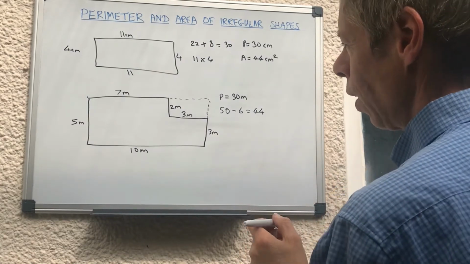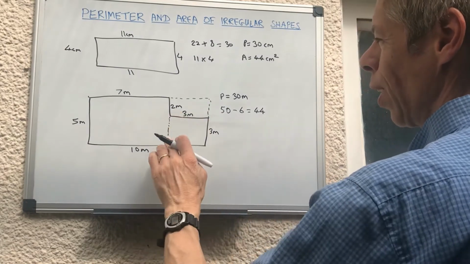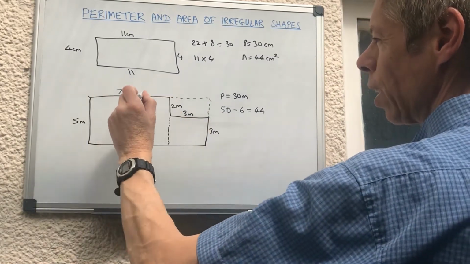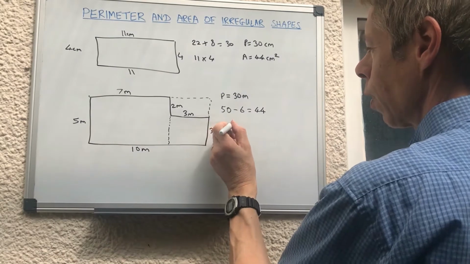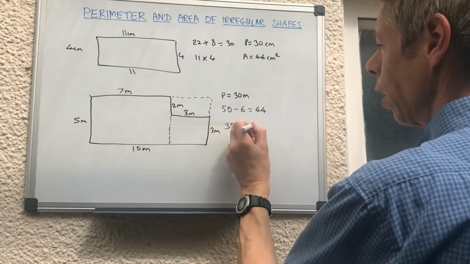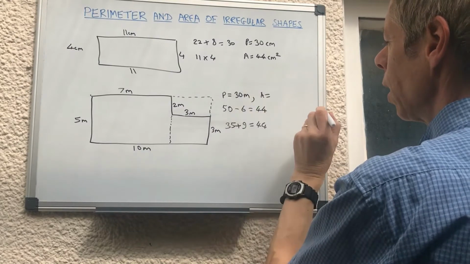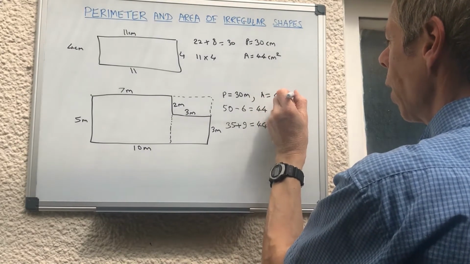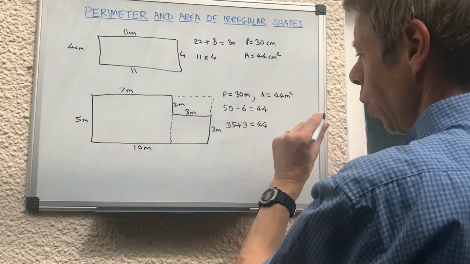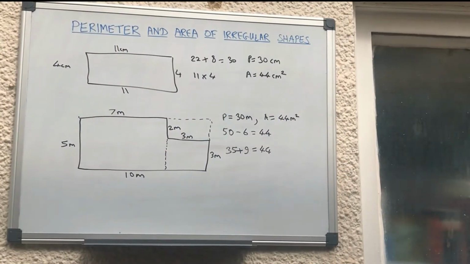There's another way of working that out. We could also draw a dotted line across there, so divide the shape into 2 rectangles, which are going to be 7 times 5, which is 35. Then the other rectangle is 3 times 3, which is 9, which also equals 44, luckily, otherwise we'd be in trouble. So the area is 44 meters squared, and it's squared because you're multiplying meters by meters. So the perimeter is 30 meters, the area is 44 meters squared.